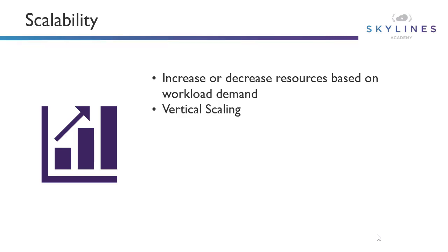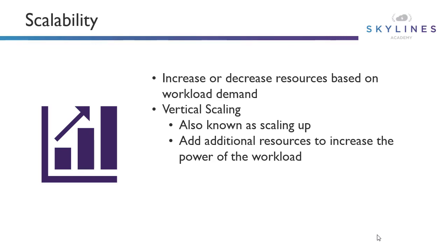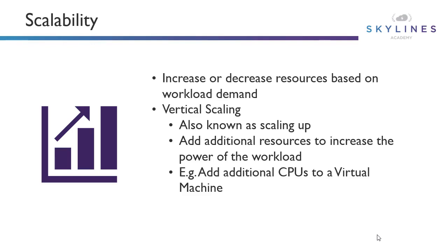To begin with, we have vertical scaling. This is also known as scaling up, and it's more around adding additional resources to increase the power of the workload. A good example of this is a virtual machine that's already running. You just add additional CPUs to that virtual machine.